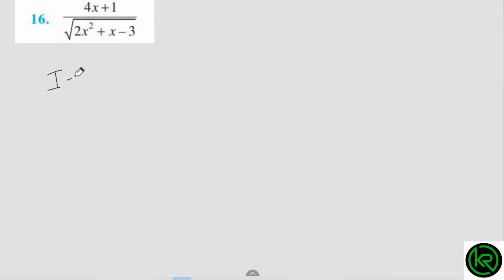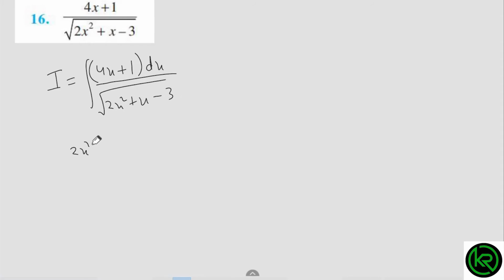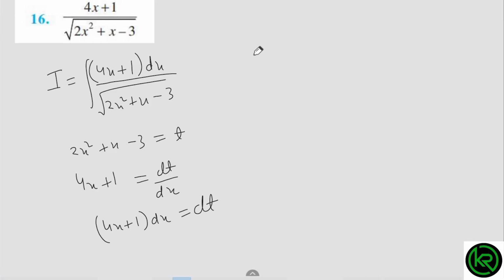Students, here we have I equal to integral of (4x plus 1) dx upon under root 2x square plus x minus 3. Okay, so if you take 2x square plus x minus 3 equal to t and differentiate both sides with respect to x, you will get 4x plus 1. Okay, so (4x plus 1) multiplied by dx is equal to dt. So our I will become integral dt upon under root t.